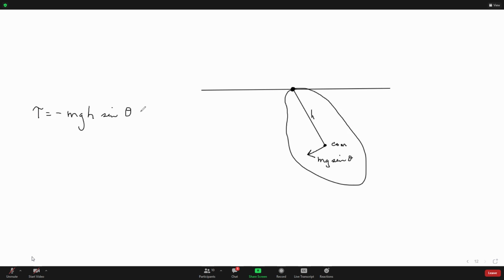Well, this torque must equal I times d squared theta dt squared. Let's make the approximation that sine theta is approximately theta. And now my equation is d squared theta dt squared plus mgh over I times theta equals 0. So Andreas, what is the omega of a physical pendulum?